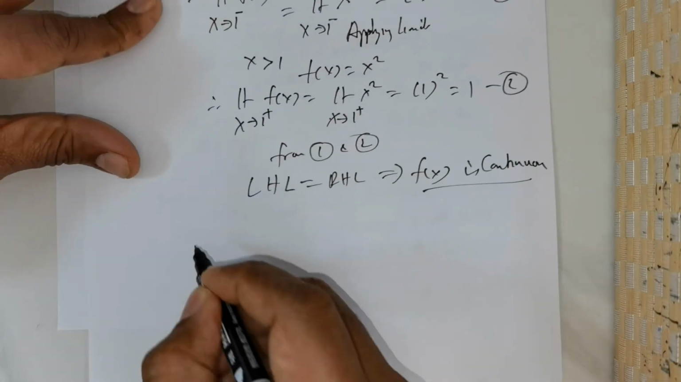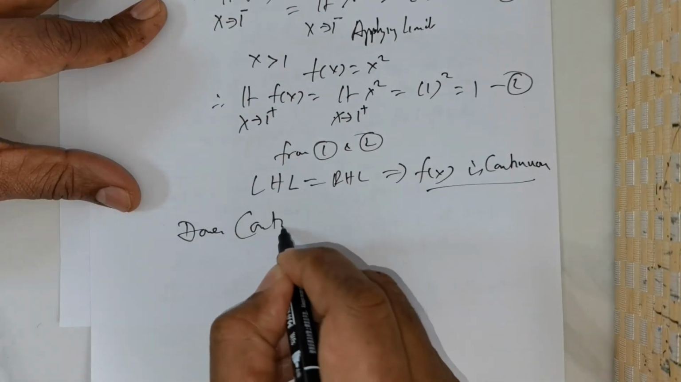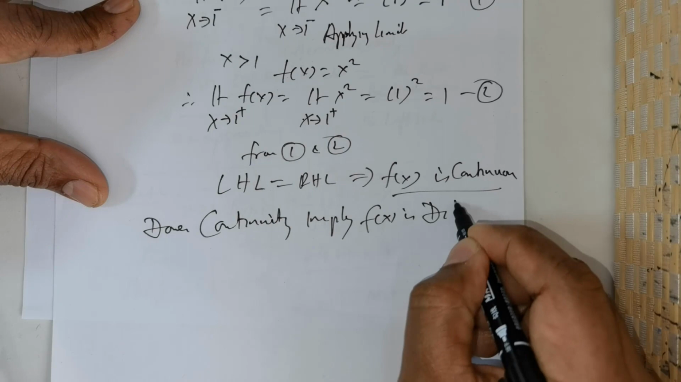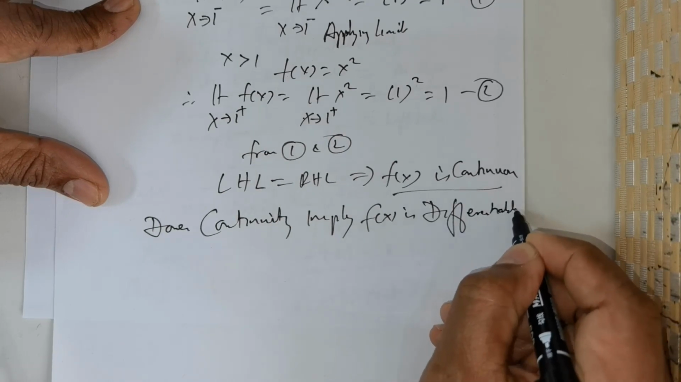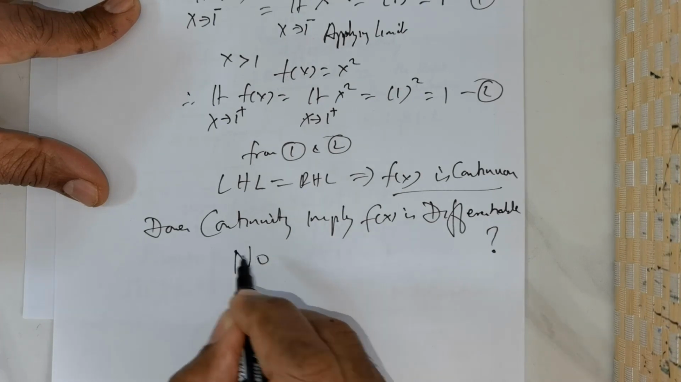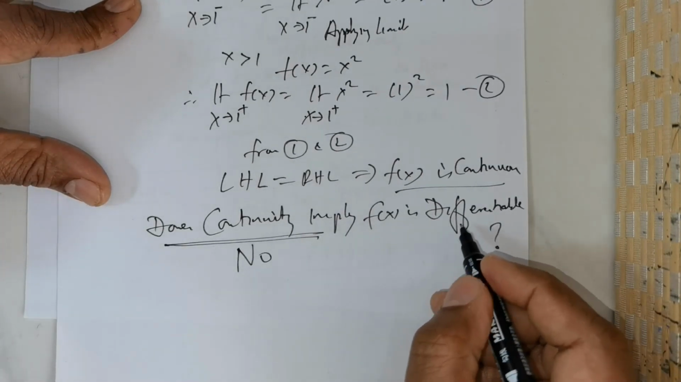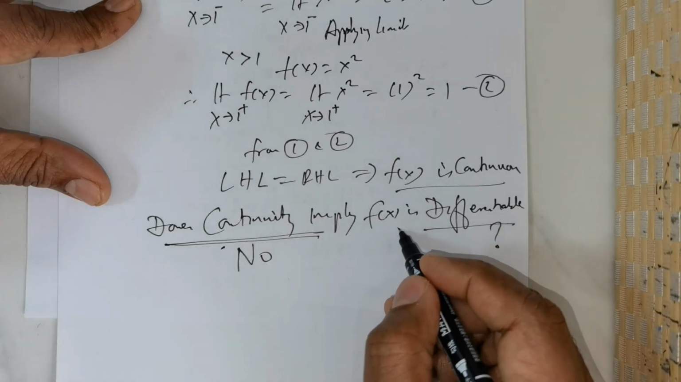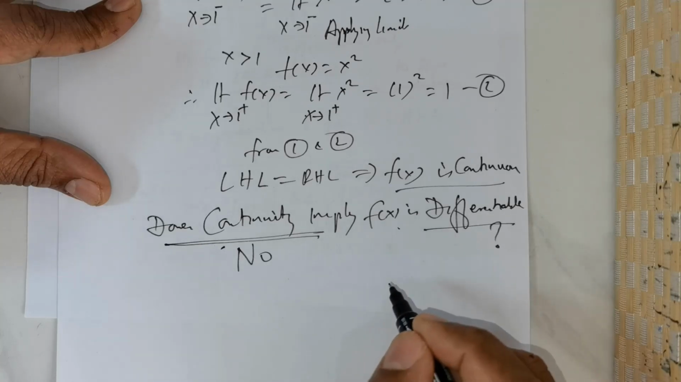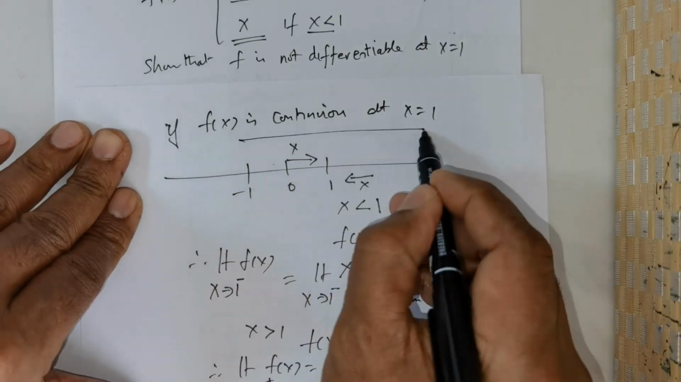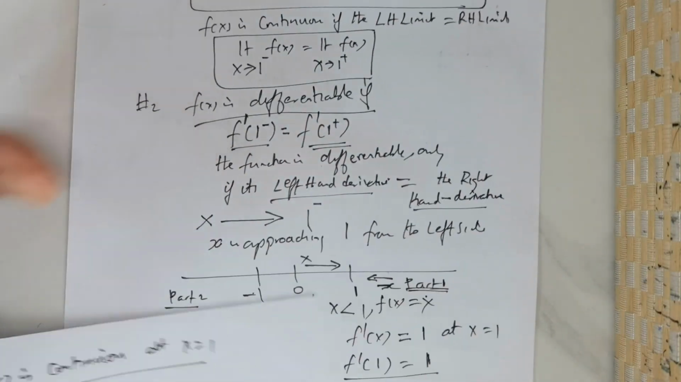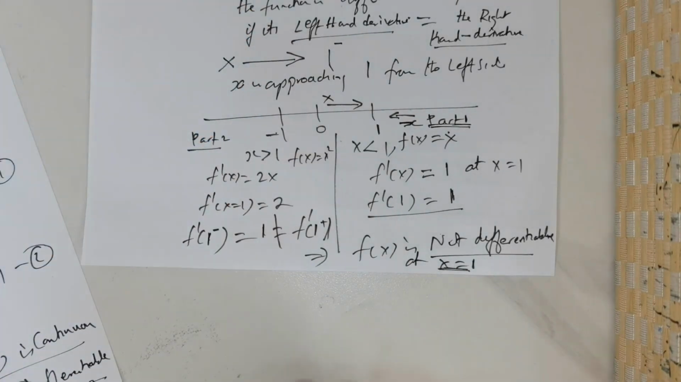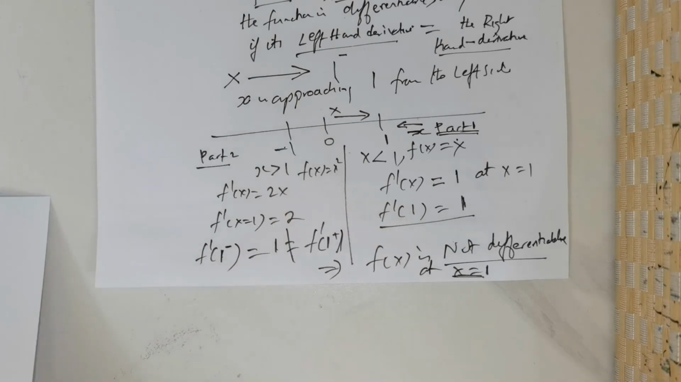Now there is a very important question. Does continuity of a function imply f of x is differentiable? Very important. They will ask you. The answer is no. Continuity does not imply differentiability. Just because a function is continuous, you cannot say the function is differentiable also. So in this case f of x is continuous at x is equal to 1, but f of x is not differentiable at x is equal to 1. So that is the all important point you should know. Okay, we move on.